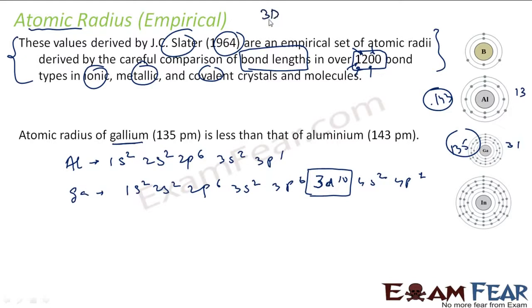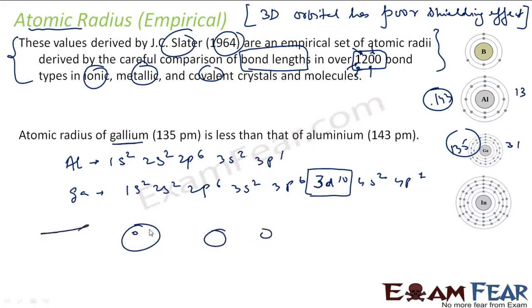please note this, the 3d orbital has poor shielding effect. This is something they have found experimentally. 3d10 has poor shielding effect. Now, the reason I told you for contraction of atomic size when you go from, let's suppose, here to here in the same period was because the nuclear charge increases. With the increase in nuclear charge, the nucleus is able to attract the electrons more.